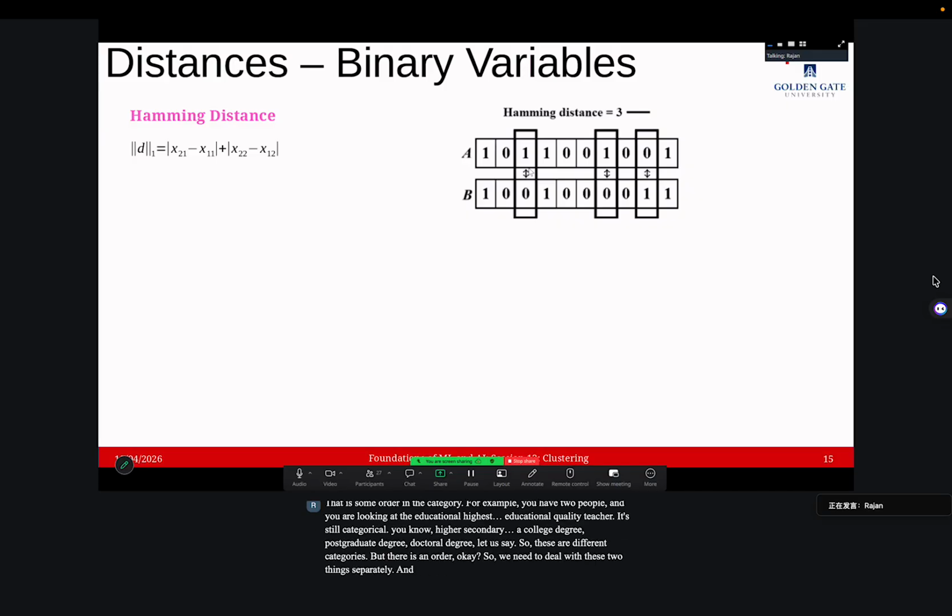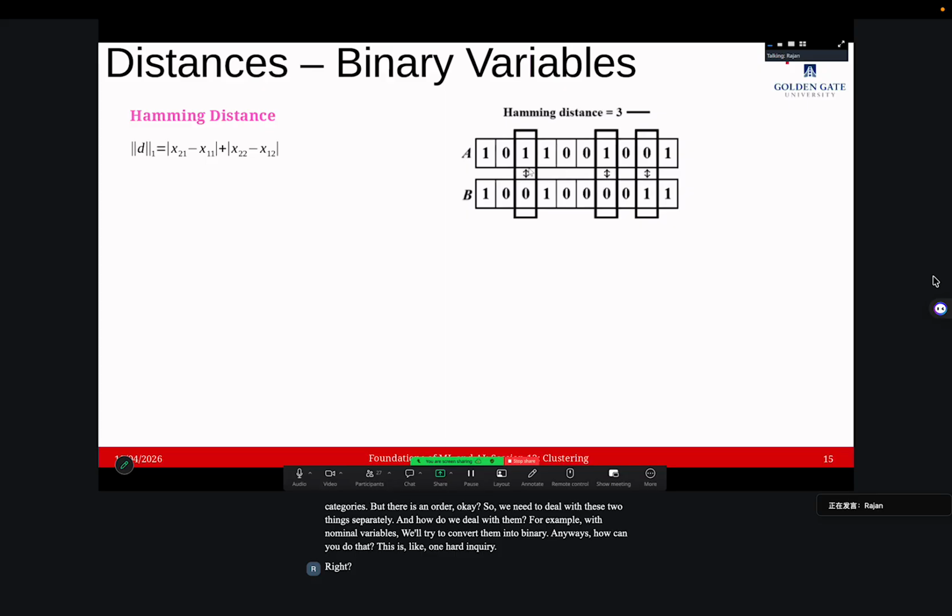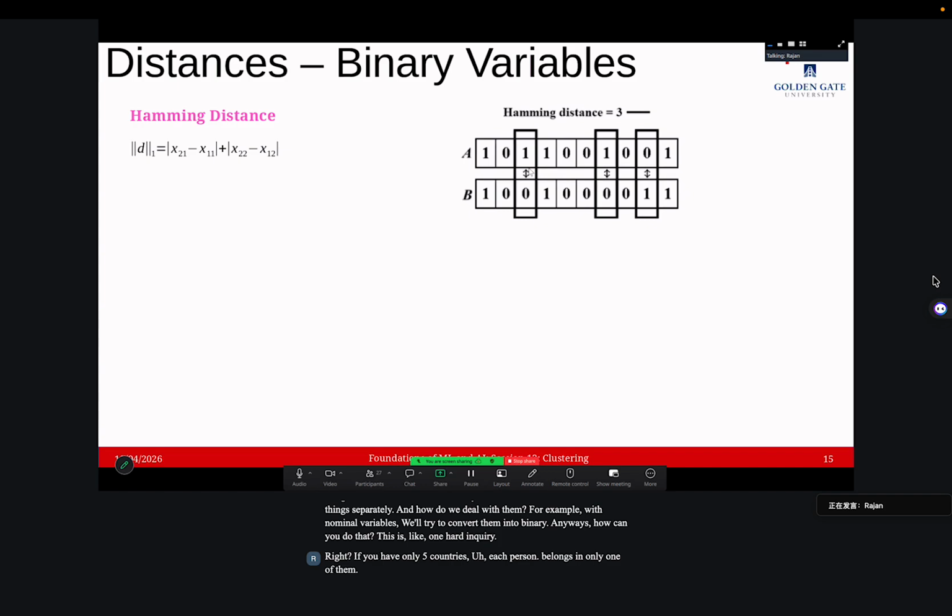And how do we deal with them? For example, with nominal variables, we will try to convert them into binary variables. How can you do that? This is like one-hot encoding. If you have only 5 countries, each person belongs in only one of them. So we have 5 countries: 1 0 0 0 0, 0 0 0 1 0. Whichever country this person belongs to, put 1 there, otherwise 0.